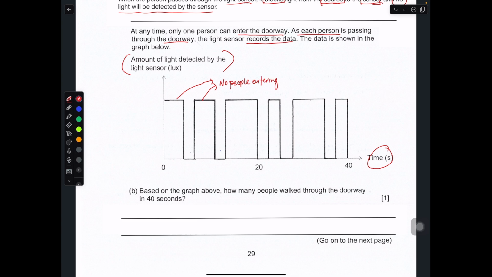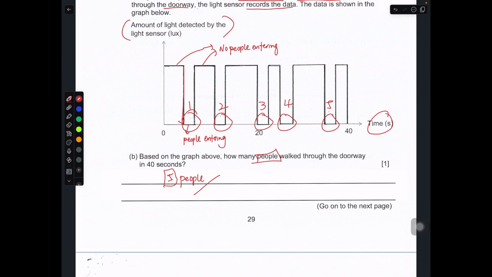Okay, when it goes down all the way to 0, that means there are people entering. So you just have to count the number of times it reaches 0. Okay, we're doing that for a second. So 1, 2, 3, 4, 5. So 5 people. Don't just leave it at 5. Okay, give the units as well. The unit is people.